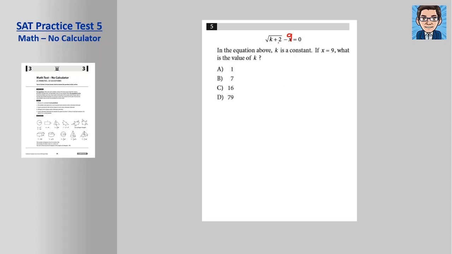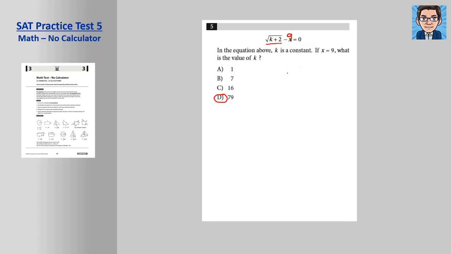So if we've got something that we're going to subtract 9 from and get 0, then this all has to be 9. So if we're going to take the square root of something to get 9, that's going to be 81. So k plus 2 has got to be 81. And then, so if k plus 2 is 81, then k has to be 79, or D. So that's the way to think through it logically. Now let's do it algebraically.